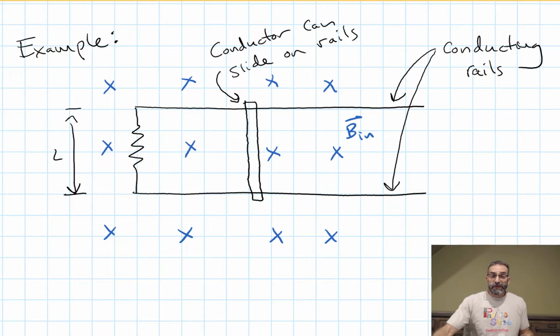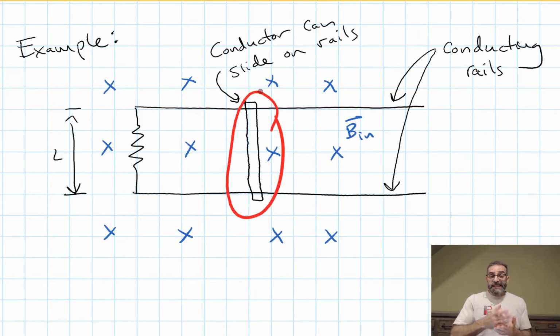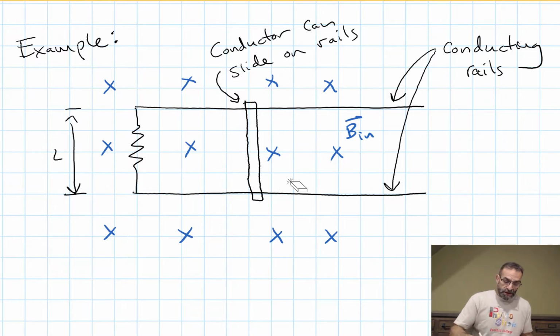Let's look at an example where the area is changing. One way to change the area is to put together some conductive rails and have another conductor that rests on top of those rails and can slide back and forth. So we can slide this conductor back and forth on our conductive rails. If we move it to the right with some constant velocity, what's going to happen?